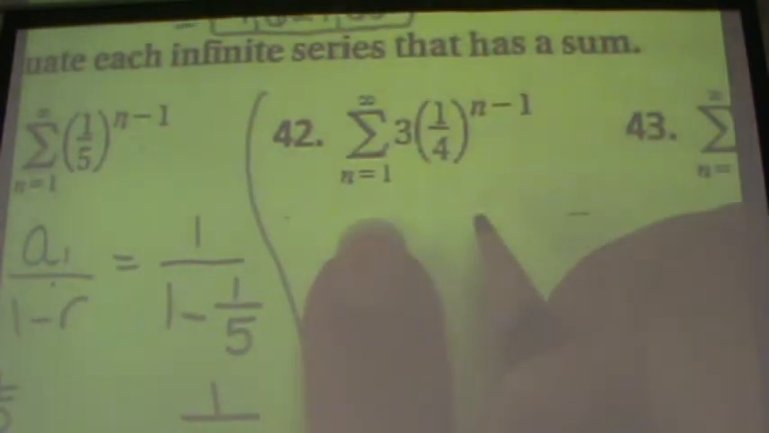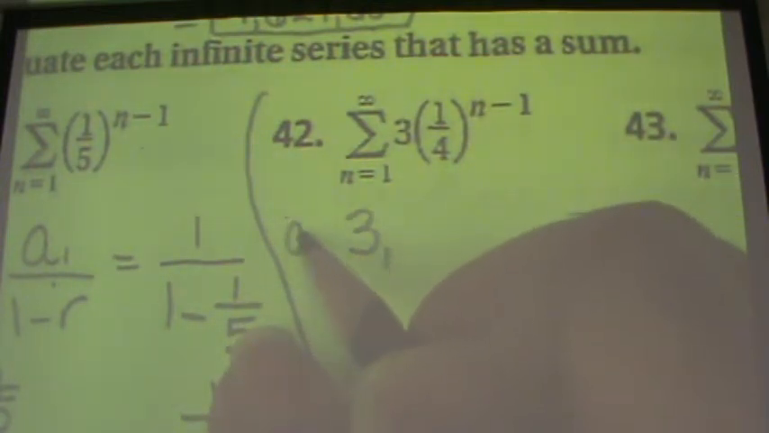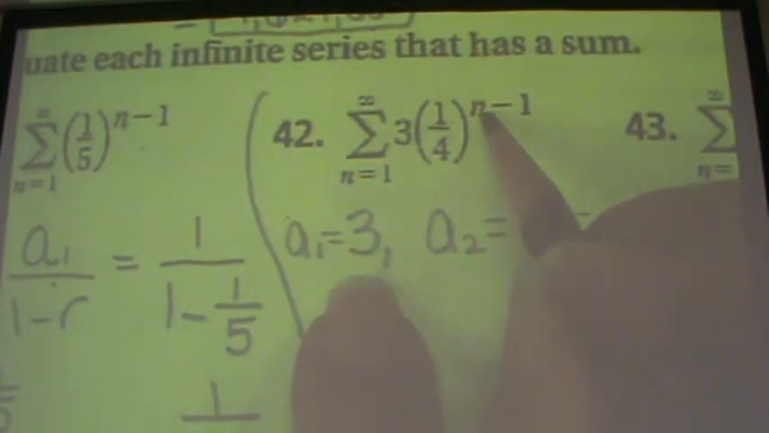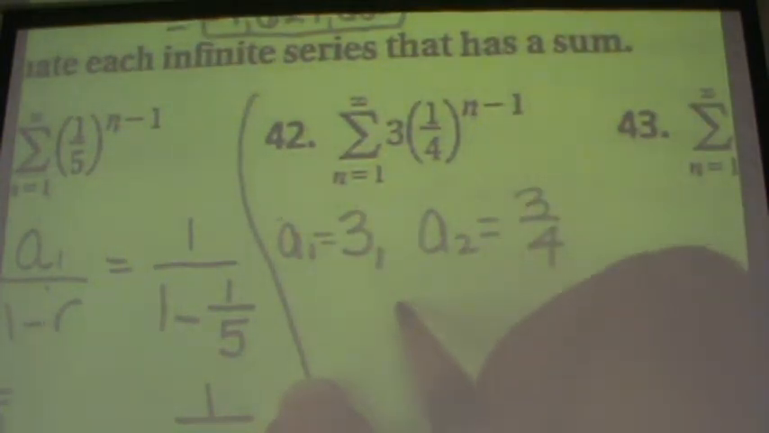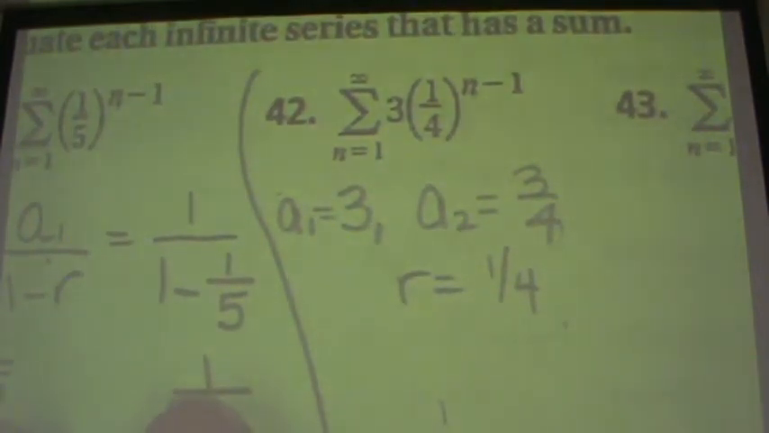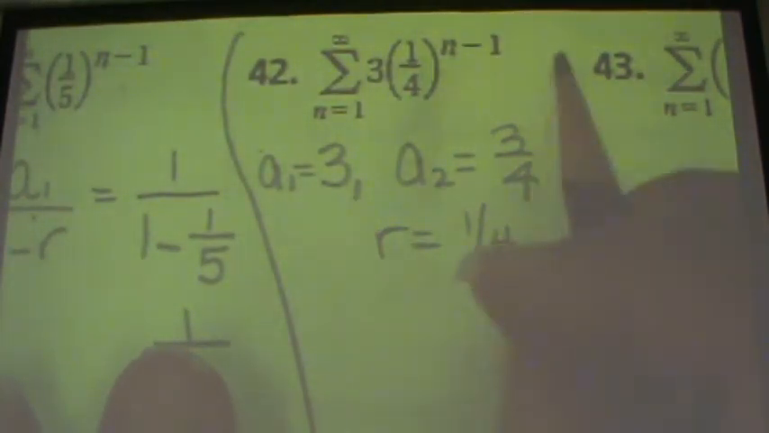Okay, how do you find the first term? You plug 1 in here, and you get 3. Good. Then when you plug 2 in, you get 3/4. So if you do this times what gives you 3/4, R is 1/4. So this over that is 1/4. So it's the first term in the sequence, and R is less than 1, so this one converges.